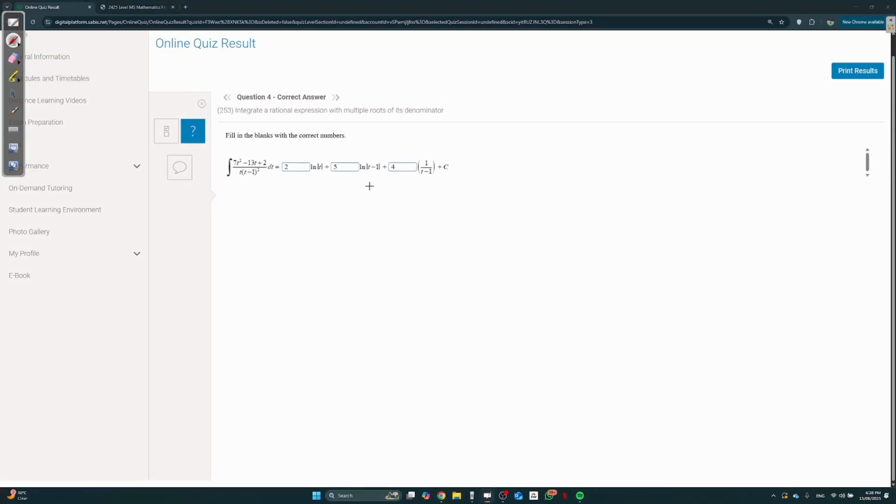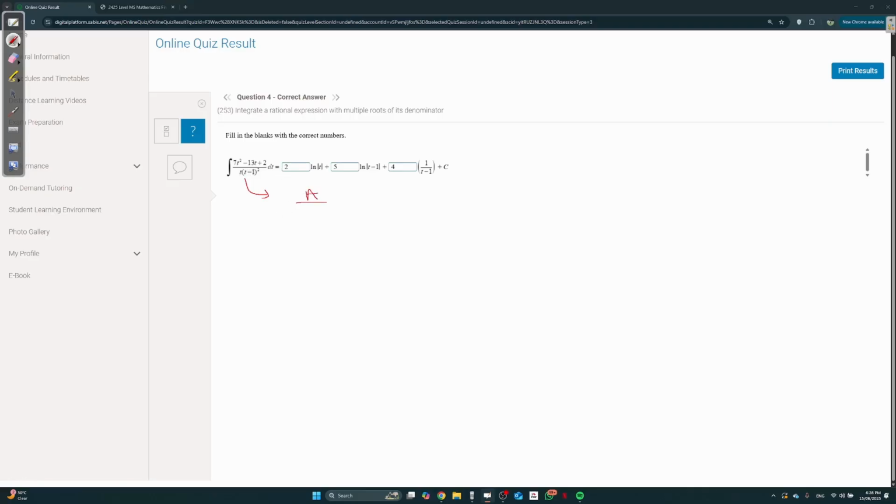You have the integral of 7t squared minus 13t plus 2 over t times t minus 1 squared. So the degree of the numerator is 2 and the degree of the denominator is what? You have 2 here and 1 here, so 3. So the numerator is less, so we can proceed with partial fractions. How do you do this by partial fractions? We're going to split it up. As you can see, our denominator is already factored, so we don't need to factor it ourselves.